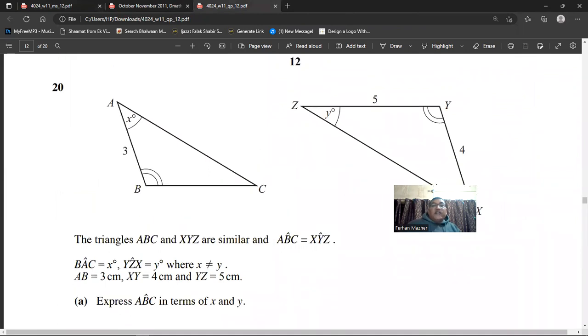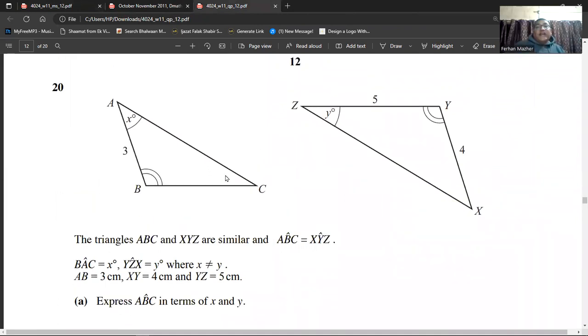The next question is question number 20. Here we have two triangles. The triangle ABC and the triangle XYZ are similar. The angle ABC and the angle XYZ are equal, and these two triangles are similar. So the angle BAC is equal to X, the angle YZX is Y, where X and Y are not equal to each other. AB is 3 centimeter, XY is 4 centimeter, and YZ is 5 centimeter. Express the angle ABC in terms of X and Y.